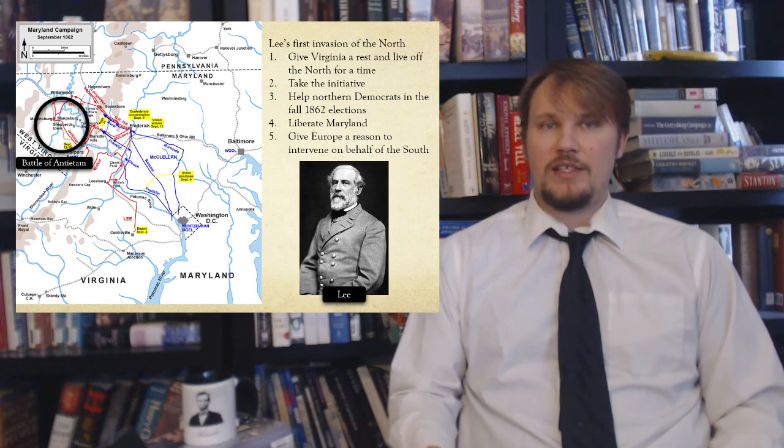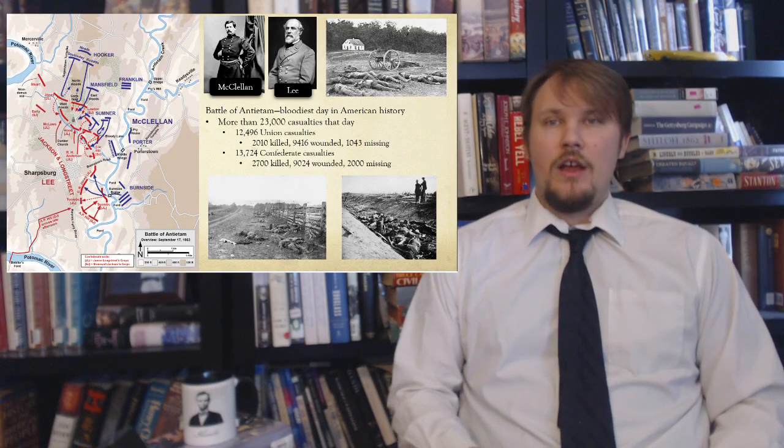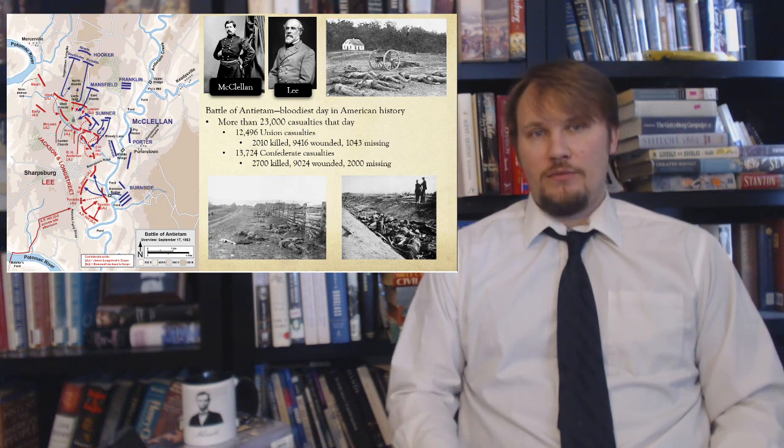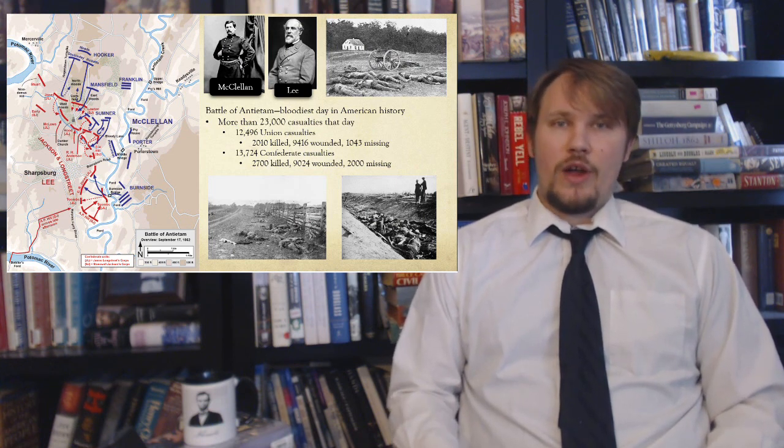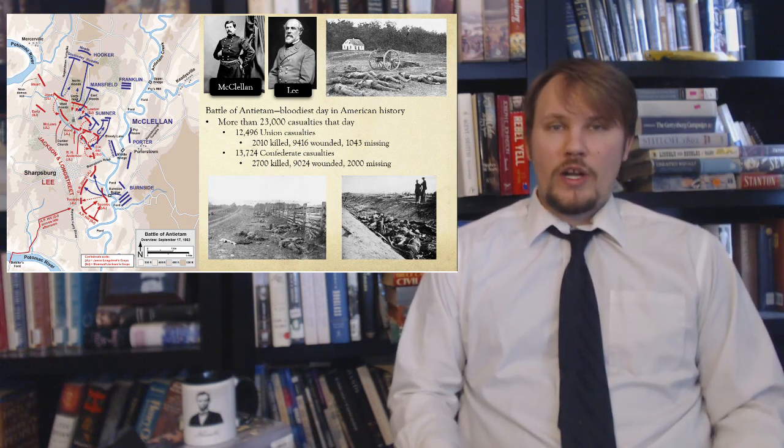He concentrates his forces, and there on September 17th, 1862, the single bloodiest day of the Civil War takes place at the Battle of Antietam. Lee had about 35,000 men versus McClellan's 80,000 men. In a battle that lasted throughout the day, Union and Confederate forces attacked each other just outside Sharpsburg. More than 23,000 casualties happened that day.